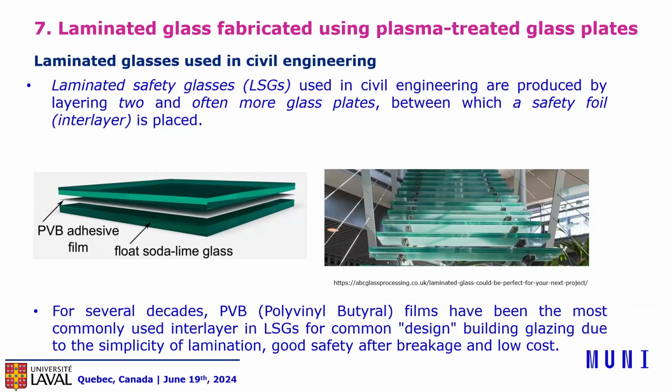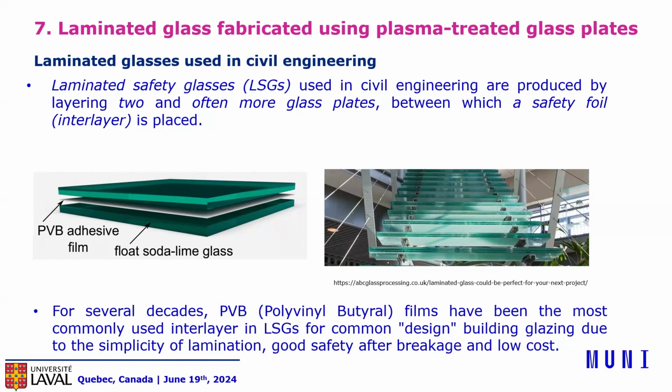Another interesting application, a little different, is in the area of fabrication of safety laminated glasses. This was a project which we solved in collaboration with three companies. One was from Germany, Polartherm, and also companies from the Czech Republic. As you can see, laminated glasses can find different applications, and can be used in civil engineering. In fact, laminated glass is produced by layering two and often more glass plates between which a safety foil, a so-called interlayer, is placed. So here you can see the cross section.